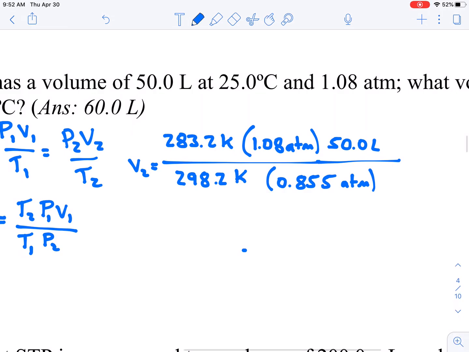So there's our equation, and there's some things we should look at. So first off, unit-wise, Kelvin on top, Kelvin on the bottom, gone. ATM on top, ATM on the bottom, gone. You'll notice the only unit that we have left uncovered is liters. That's good because we're searching for a volume.